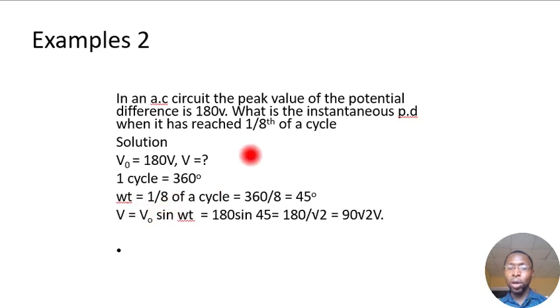So by formula, to get our instantaneous voltage, instantaneous voltage is equal to peak voltage times sine WT. Our peak voltage is 180. So 180 sine, our WT is 45, sine 45. And when you simplify this, you will have your answer to be 90 root 2 volts.